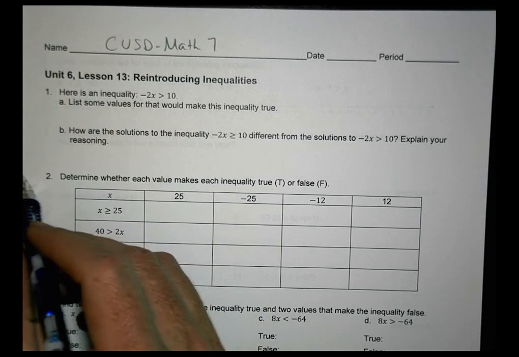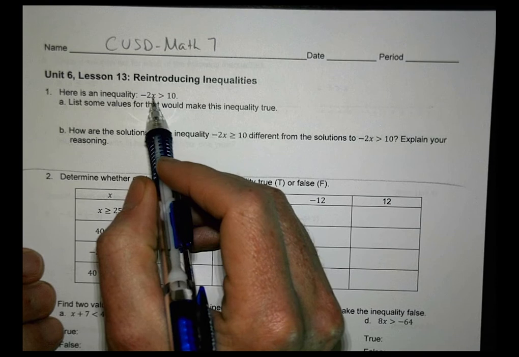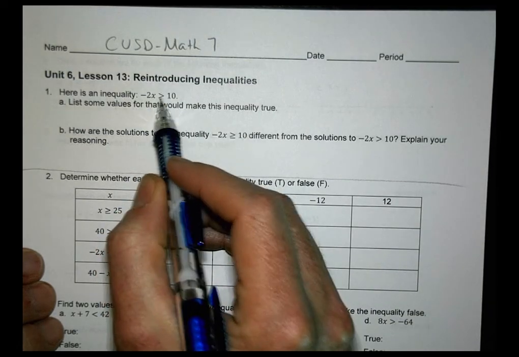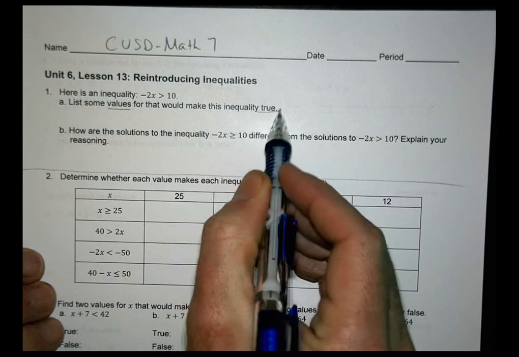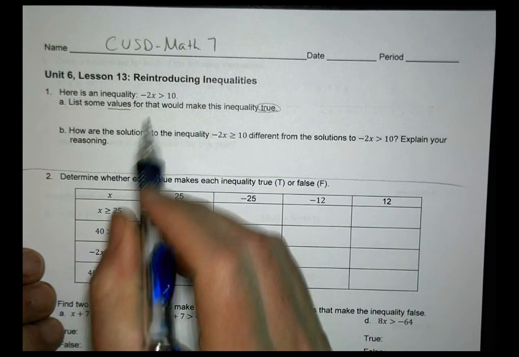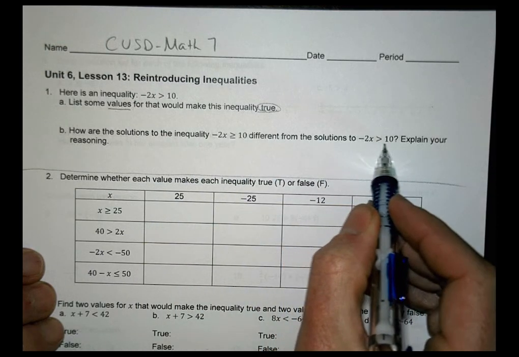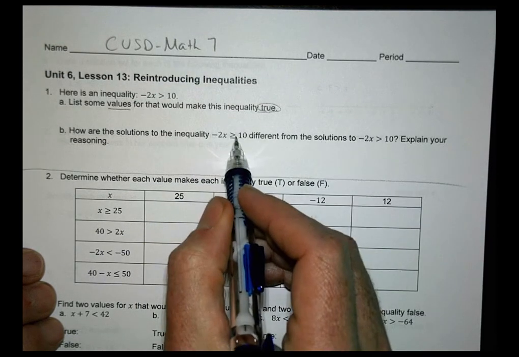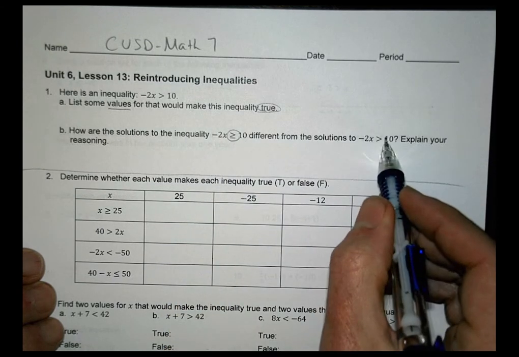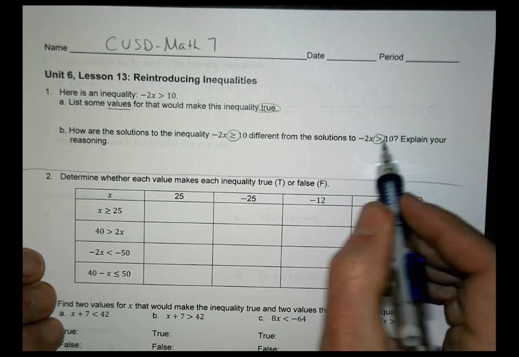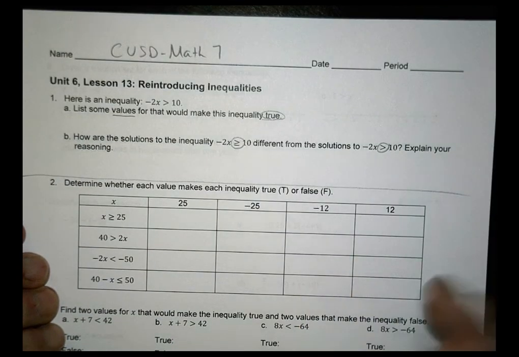Alright, so this first one here is a review again, or a cool down from the lesson. It says, here's an inequality, negative 2x is greater than 10, and I want you to list some values that would make this inequality true. And part B says, how are the solutions to the inequality different from the solutions to this inequality? And explain your reasoning. You can see the difference we know right now is this sign is greater than or equal to, and this is just greater than. So talk about the differences of what solutions you would get there and why they are different.